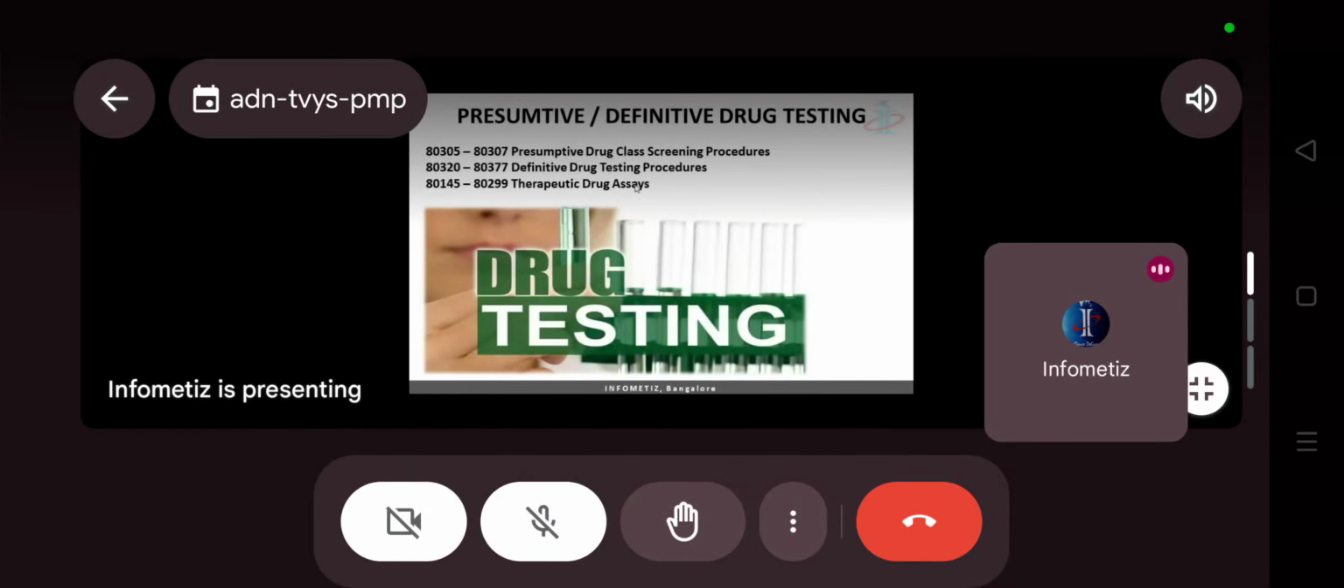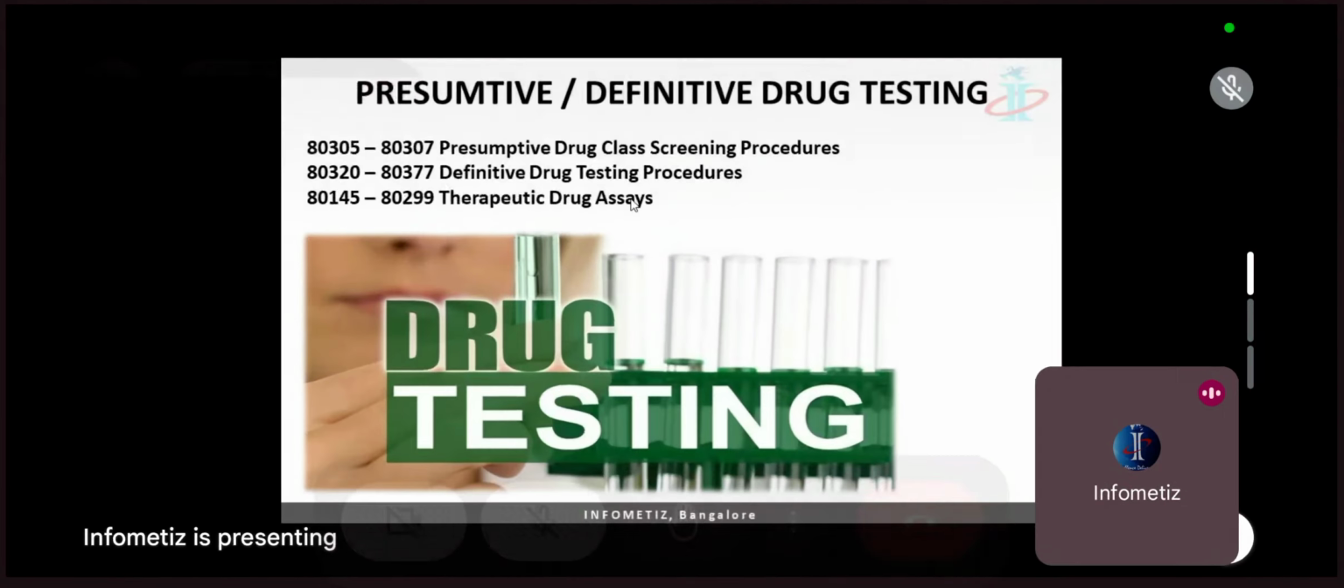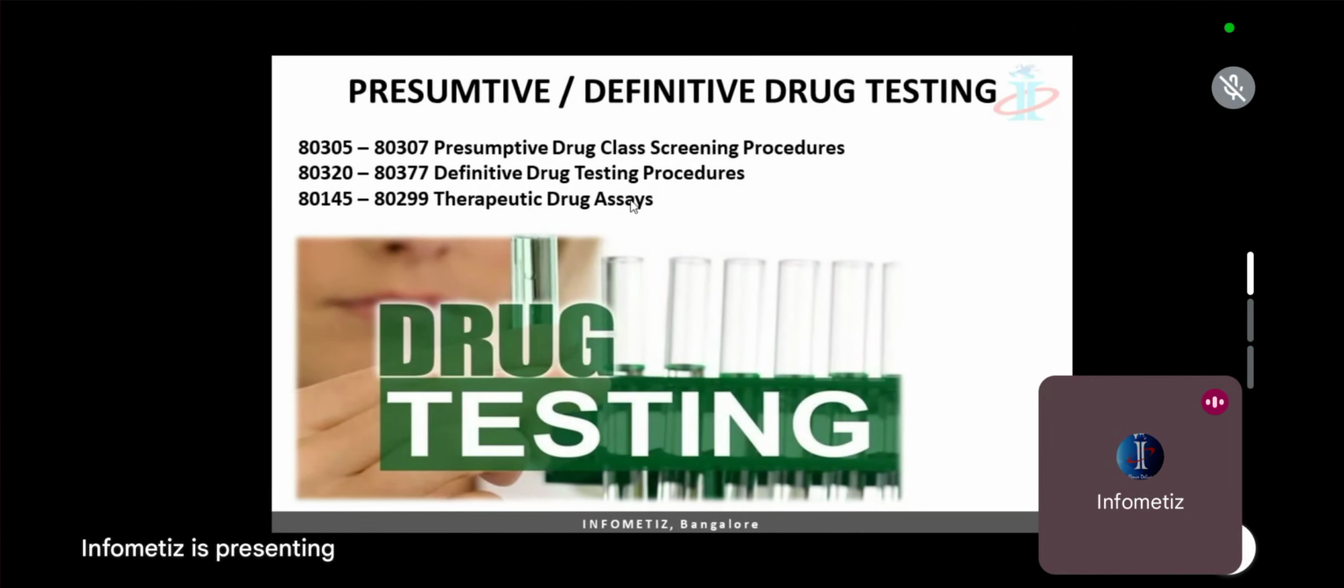5 rules. First, code a panel code when all the tests are performed. Second, if additional tests are performed, code them additionally. Third, if any test is missing from the panel, code every test individually. Fourth, do not report two or more panel codes if they have anything in common between them. Fifth, 51, 52 modifier, ignore it. Don't code that.